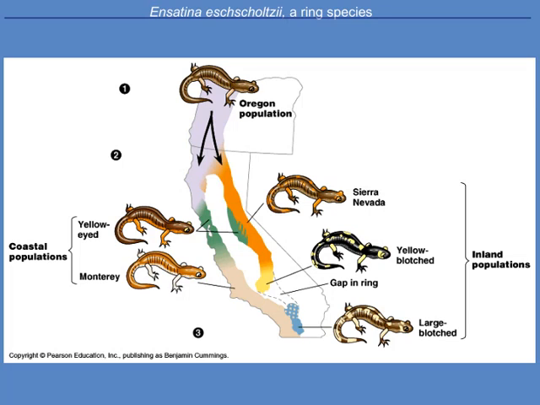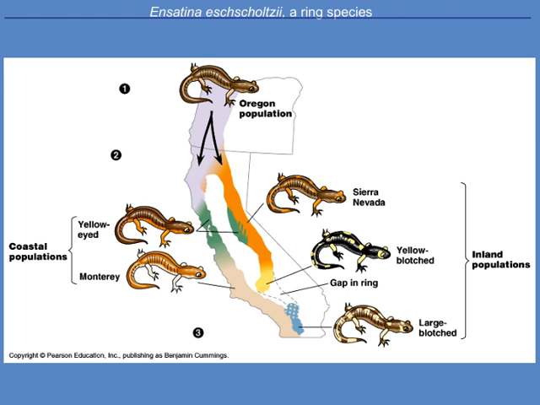Today, I want to introduce you to Ensatina eschscholtzi, which is a fascinating example of a ring species. A ring species is a situation where a series of populations of a species are distributed around a geographic barrier, like a mountain range or a valley, and they gradually change as they move along this ring. In the case of Ensatina, you can see how different populations exhibit slight variations in their physical traits as they spread around the Sierra Nevada mountains.